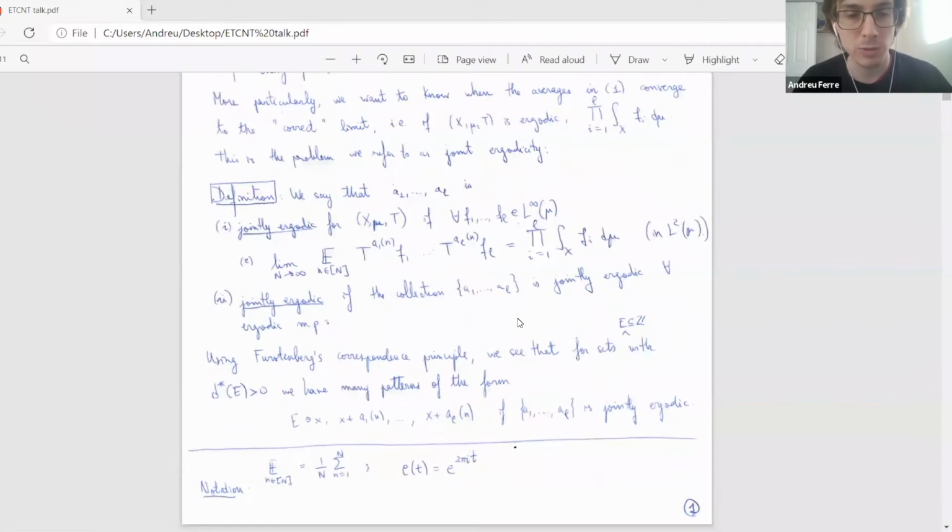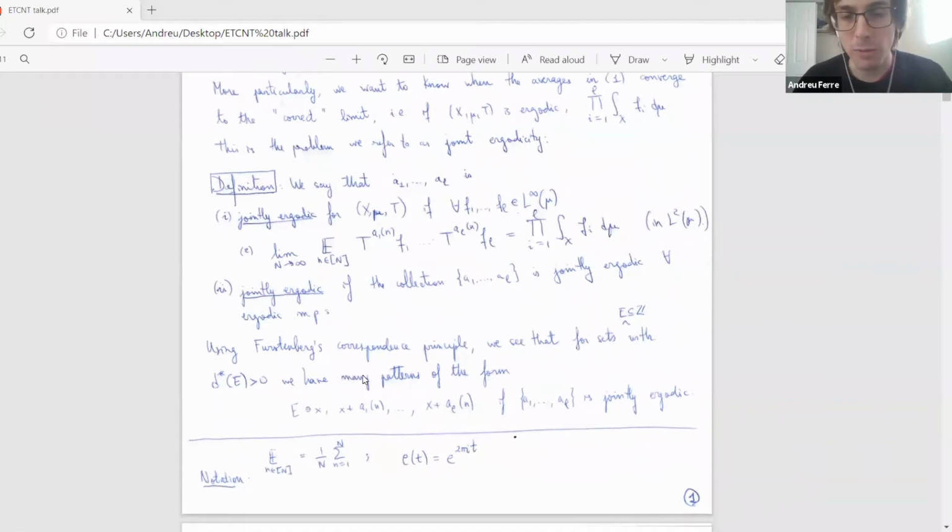Okay, some notation we'll use here. You've probably seen it before, but just as a reminder, whenever we write expectation over n in brackets, this means the numbers from 1 through N, and the expectation is just 1 over N sum from n equals 1 to N, which is the standard thing for averaging we've used so far. We use this expectation because it's a little more compact and it just takes less space. And e(t) is just e to the 2 pi i t. This is just very standard notation.